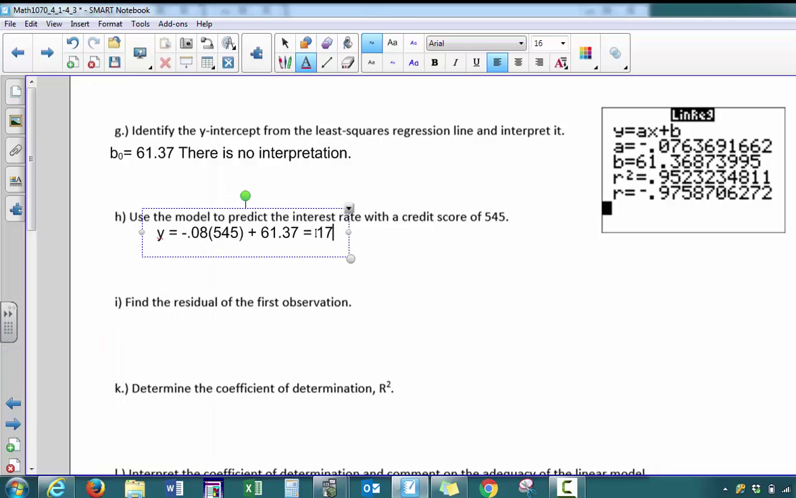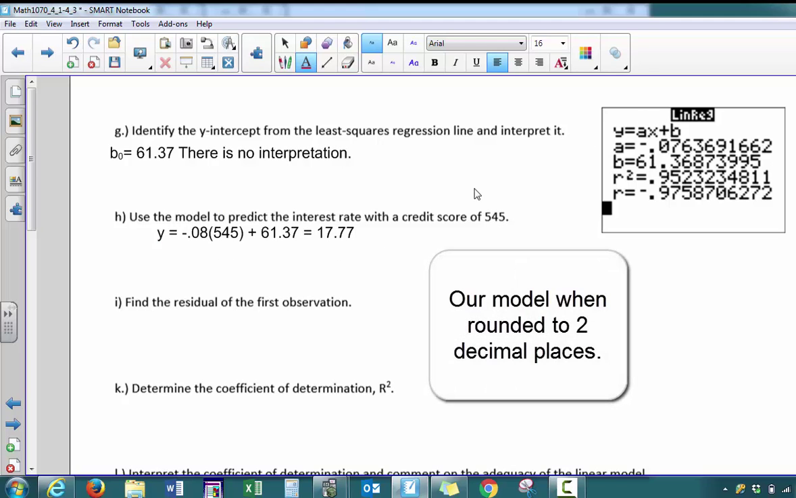And what we have is 17.77. So with a credit score of 545, according to our model, we expect that the interest rate will be 17.77.